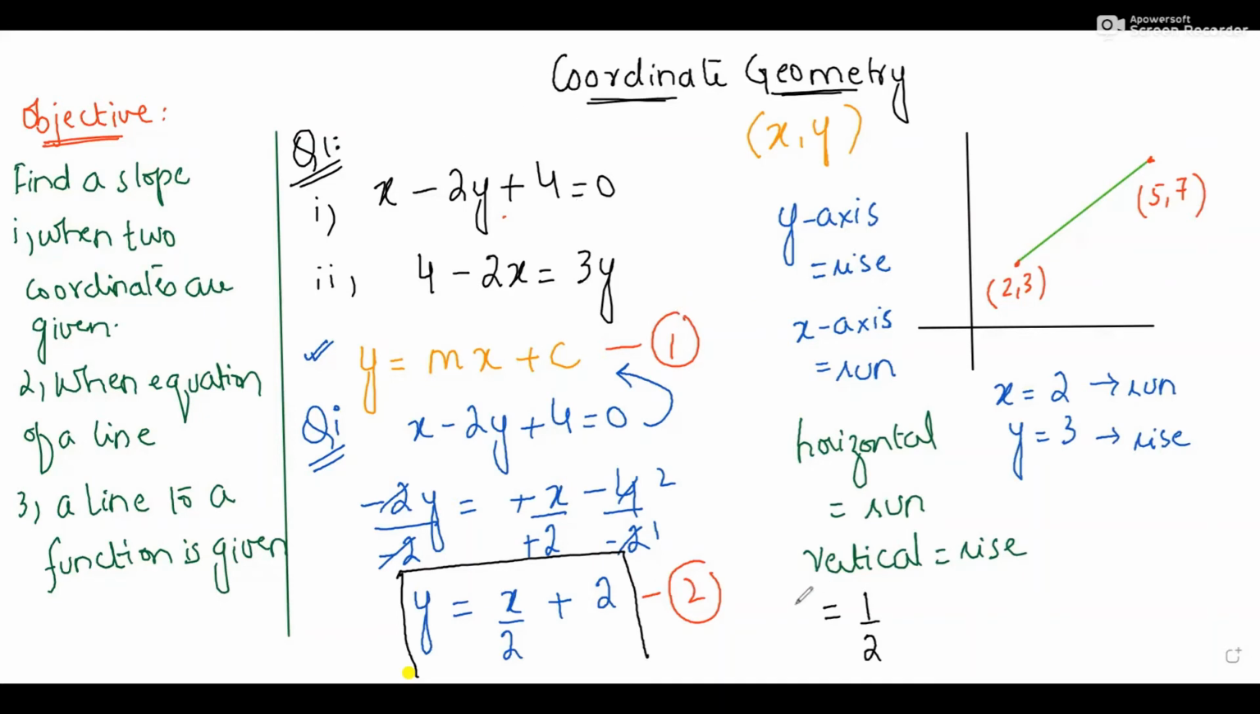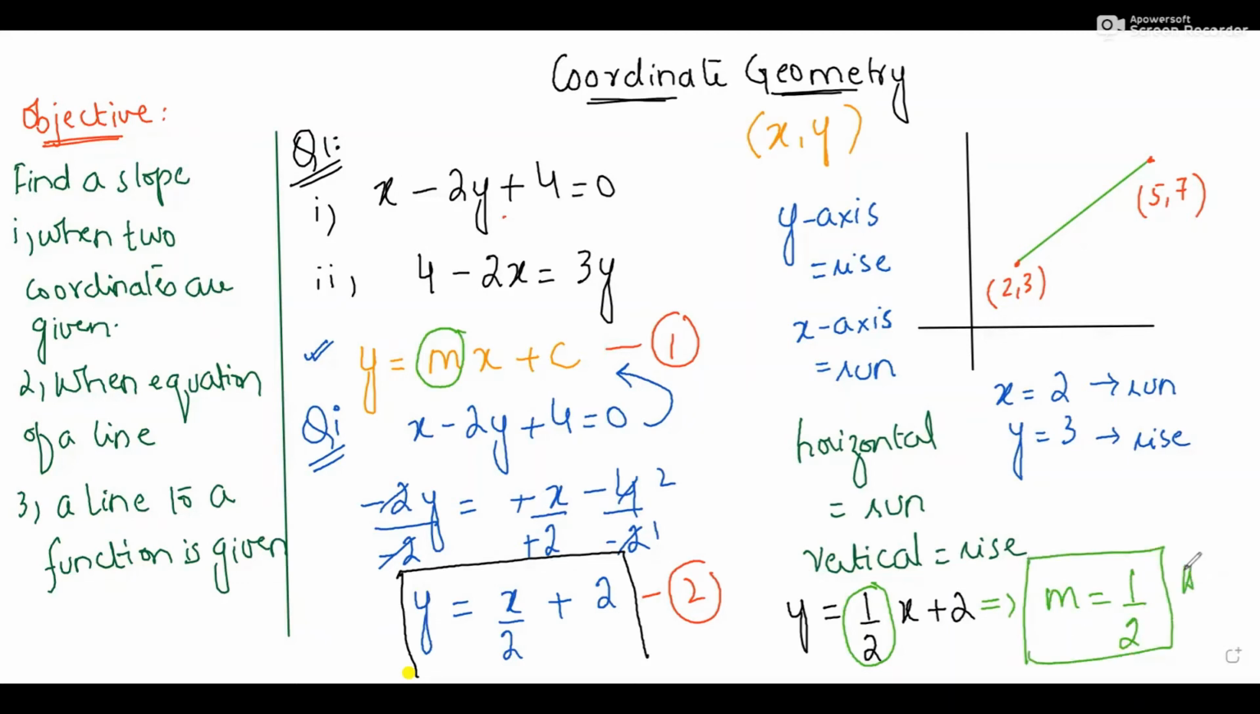For your ease, I am writing the equation like this: y equals to 1 upon 2 x plus 2. Now it is quite easy for you to compare the equation with the formula. So if I directly want to compare my value, the value of m is 1 upon 2. So I can directly say that the slope of the given equation is 1 upon 2. I think the question is quite clear to you.